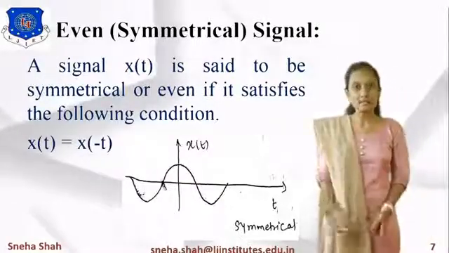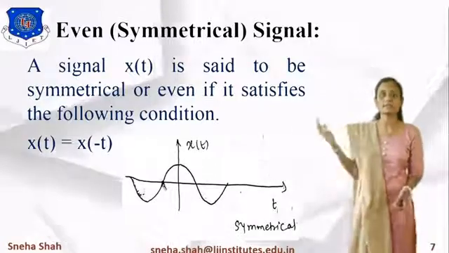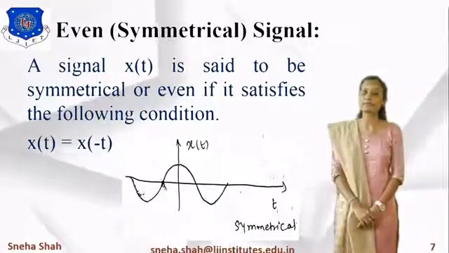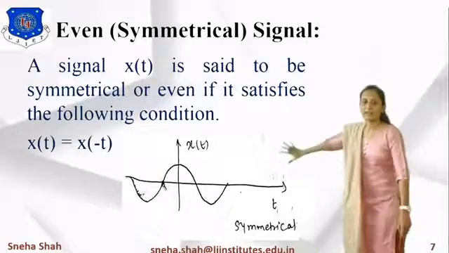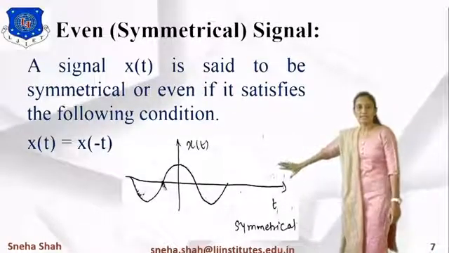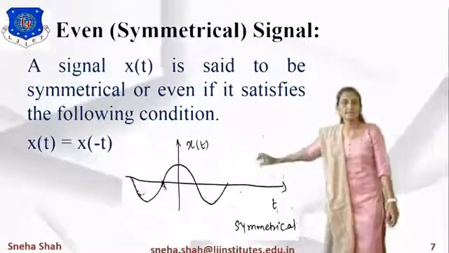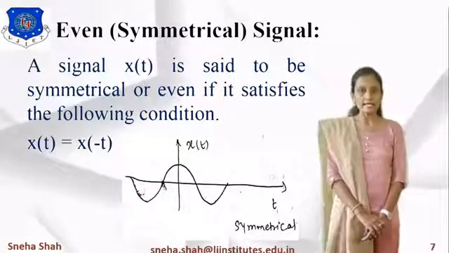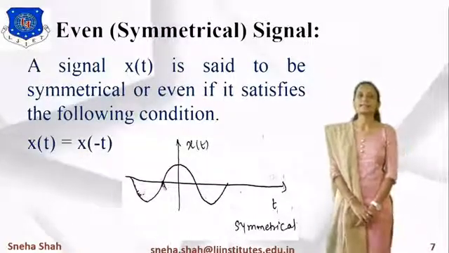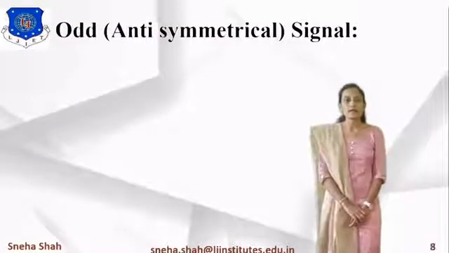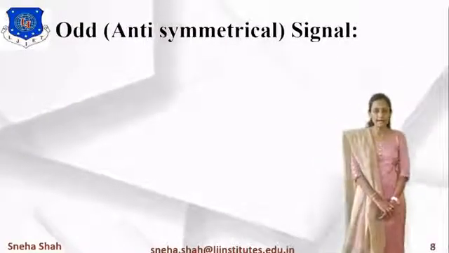It means it is a mirror image for positive and negative parts. It is considered as even signal. Now the next type of signal is odd signal or anti-symmetrical signal.